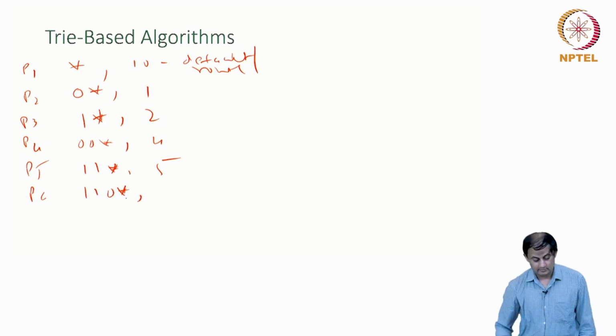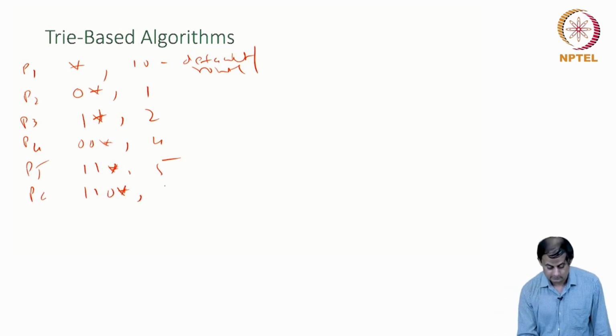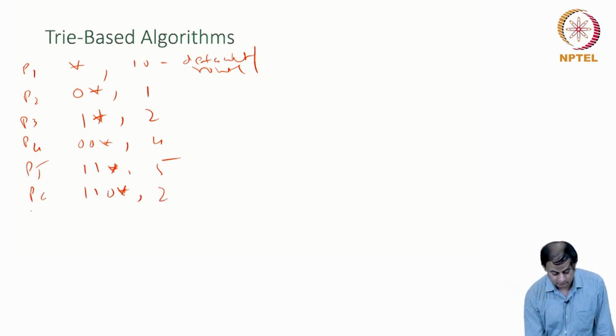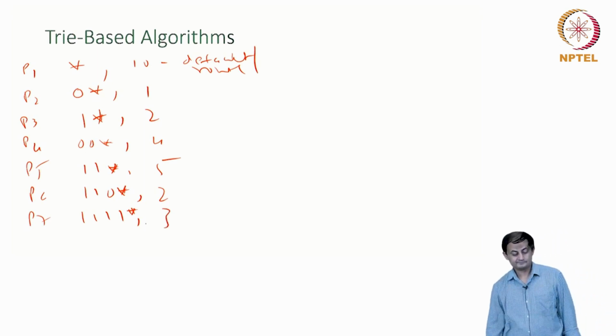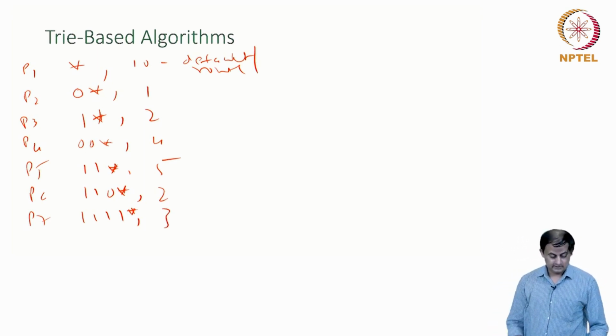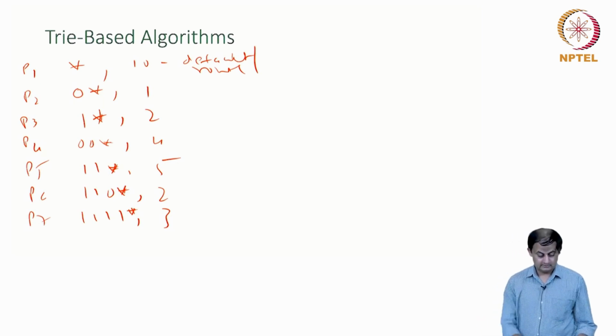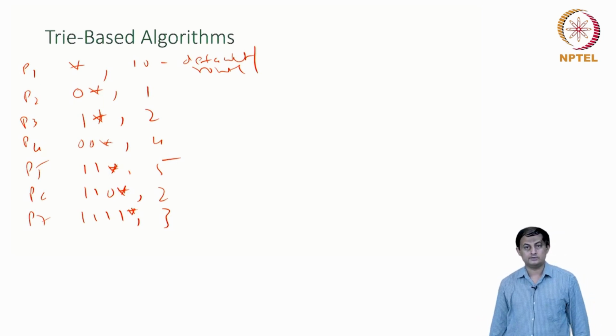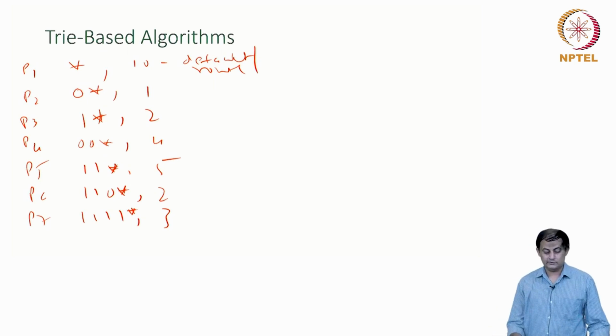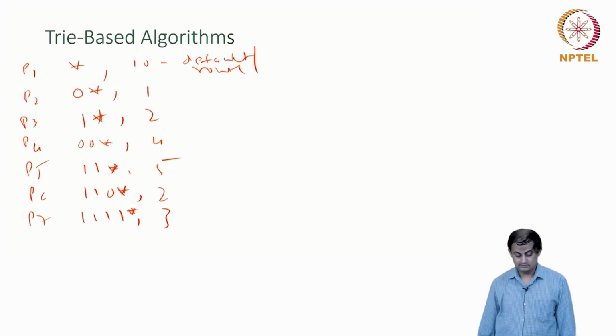If the starting IP address is 10, then you forward it to port number 2, and P7 is saying 1111 star, so you need to forward it to port number 3. So there are 7 prefixes inside my routing table, and these are the entries. Now if I have to do an implementation, what can I do?